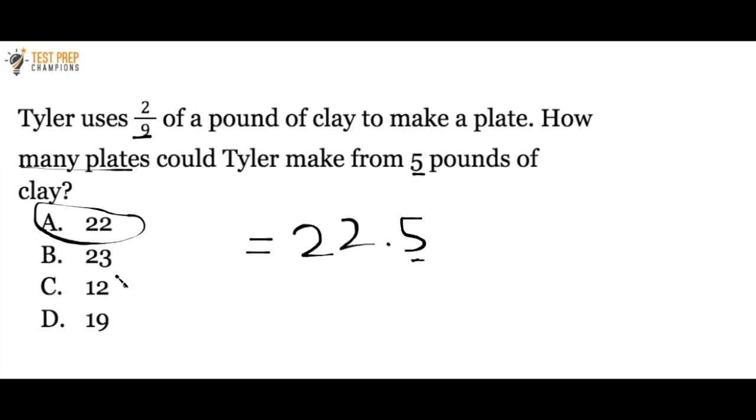So if you picked B, probably what you did was you correctly got this 22.5 and then you rounded it up. But just remember in this case, okay, that 0.5 is not going to be enough to make a full plate. So considering it's just asking how many plates, we would have to just say 22. So there's a little bit of a trick to this question here, so hopefully this makes sense.